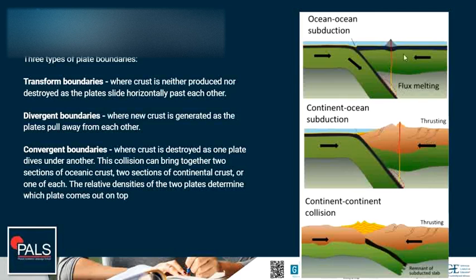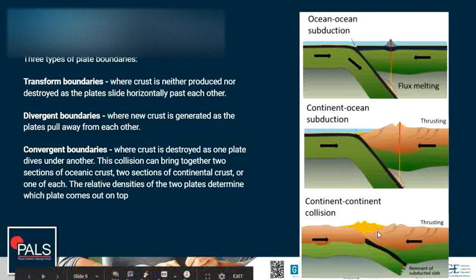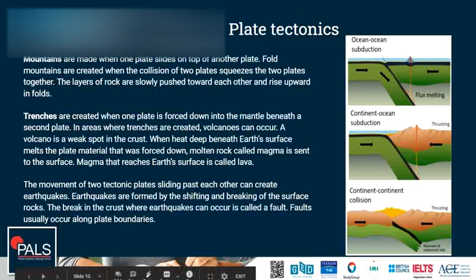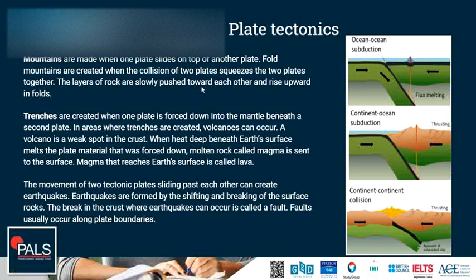In these two scenarios, volcanoes can form, since the subducted plate will start to melt and the less dense rock of it will start to rise. In a continent-to-continent collision, we have often an upthrust and the formation of mountains, which we will talk about now. Mountains are made when one plate slides on top of another plate. Fault mountains are created when the collision of two plates squeezes the two plates together. The layers of rock are slowly pushed towards each other and rise upwards in folds.